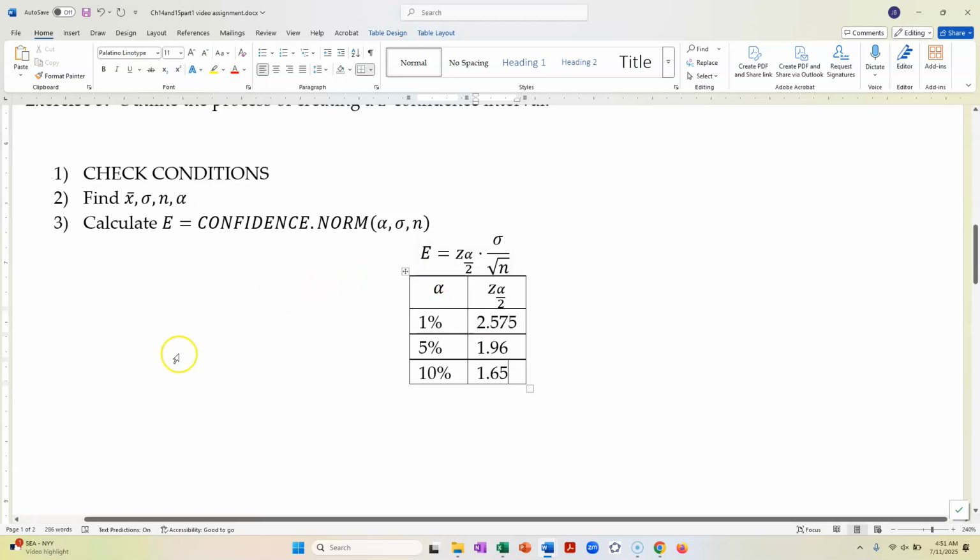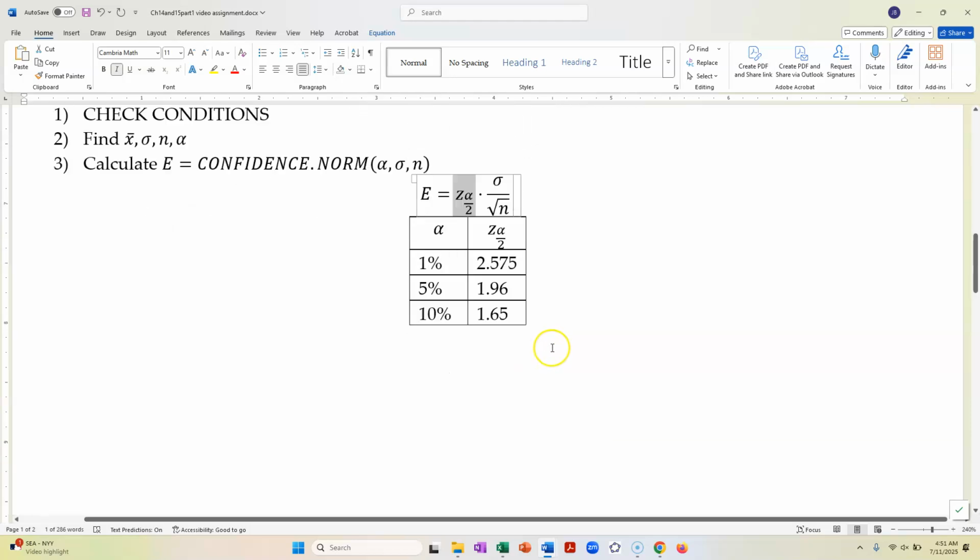I give you these values only because these are from the standard normal distribution. These are going to remain fixed. So if you ever want to calculate this by hand as opposed to using Excel, use these values in this calculation. And literally, this entire value, if alpha is 5%, is 1.96. Okay, just so we're crystal clear on that.